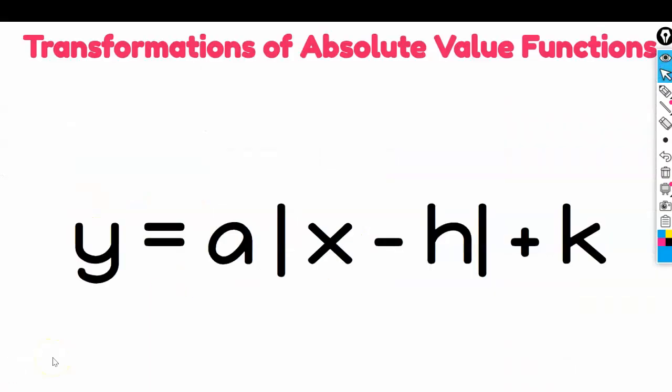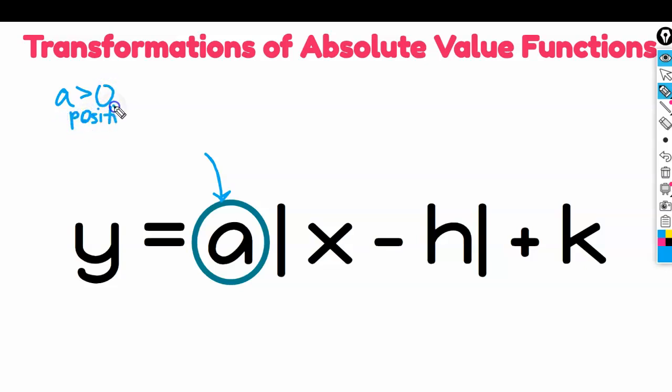All right, talking about transformations really quick. Let's review what A, H, and K do. So starting out with A, that is the number in front of the absolute value lines. When A is positive, so when A is a number bigger than 0, that tells you that the graph is going to face up. So the graph is concave up.